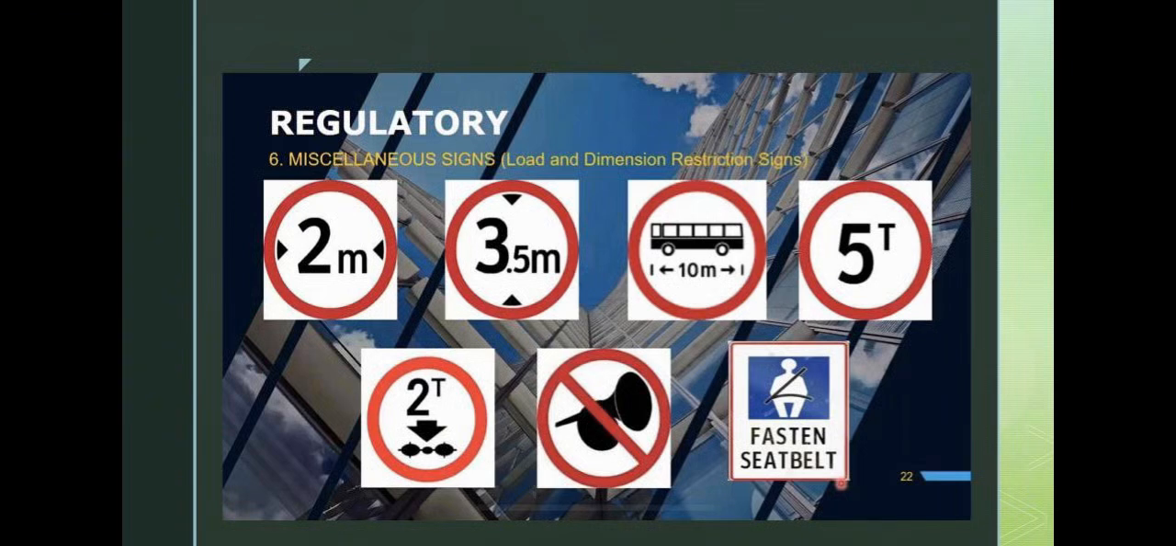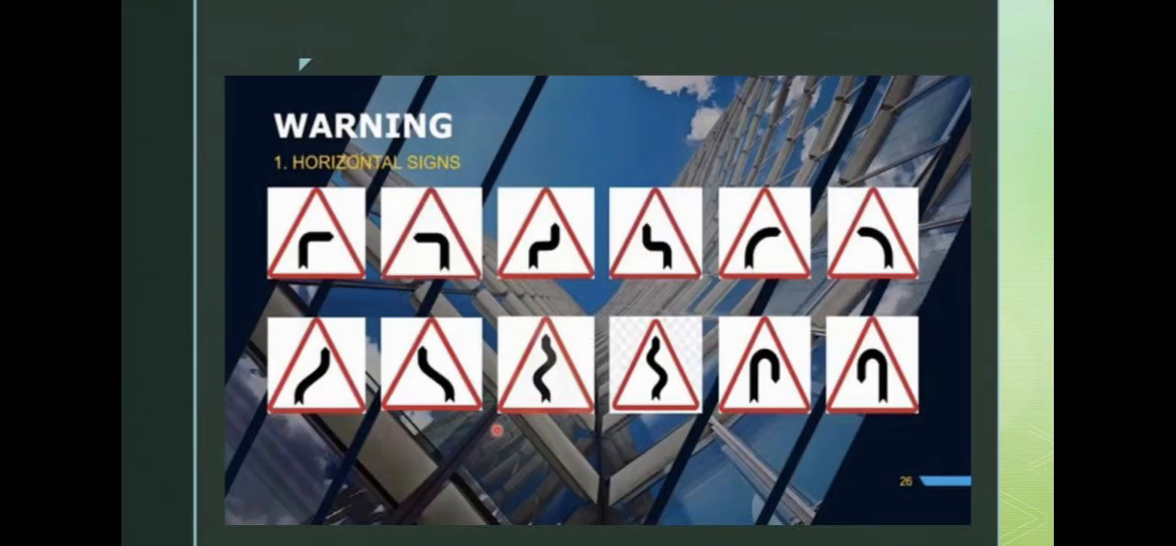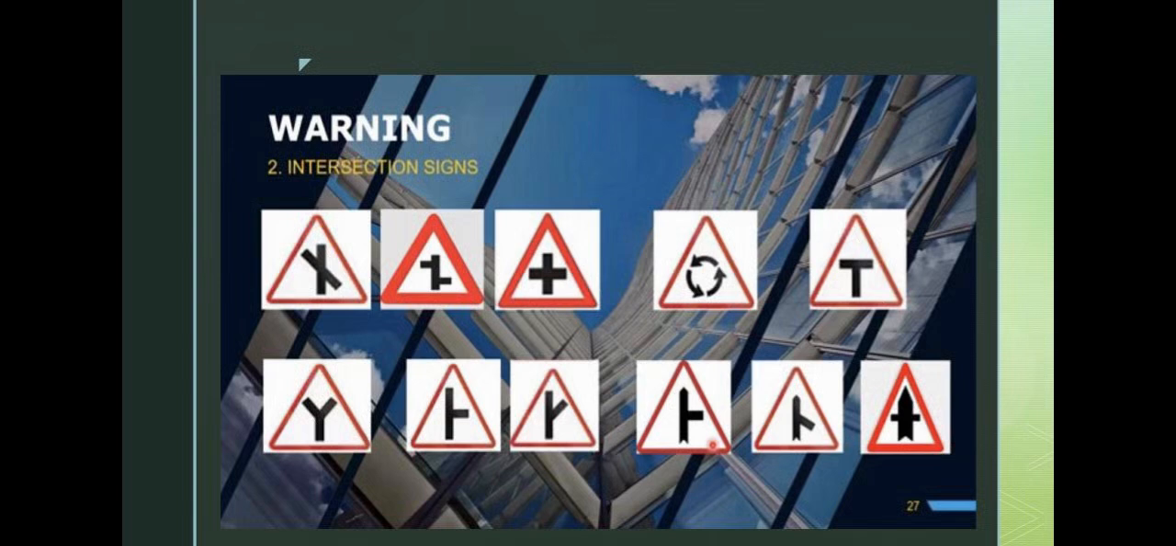Another is the miscellaneous sign. So this sign means to be aware of the pedestrian crossing. Next, warning. Number 1, horizontal lines. These signs are used to indicate the type of road curve ahead of the motorist, so basically the following types are.